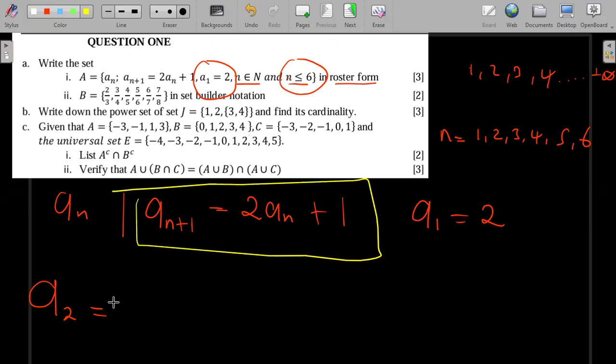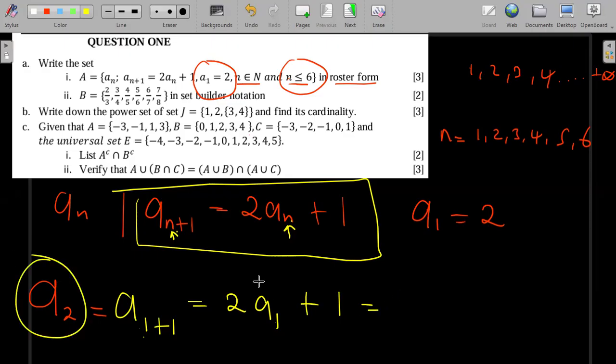So A_2 is the same as A_(1+1), and that is equal to 2A_n plus 1. Here there's n, and there's n, right? So the number that we put here for n is the one that we should put there for n. So I'll write a 1 there, and then plus 1. So our A_2 will be equal to this part here.